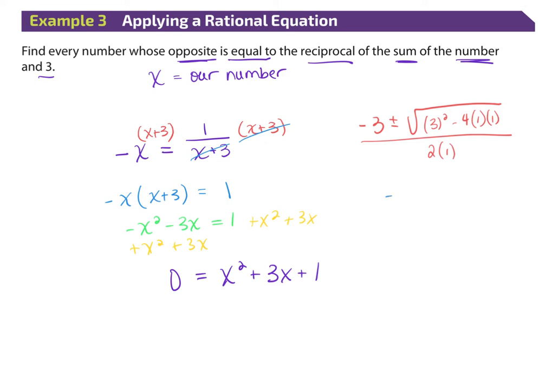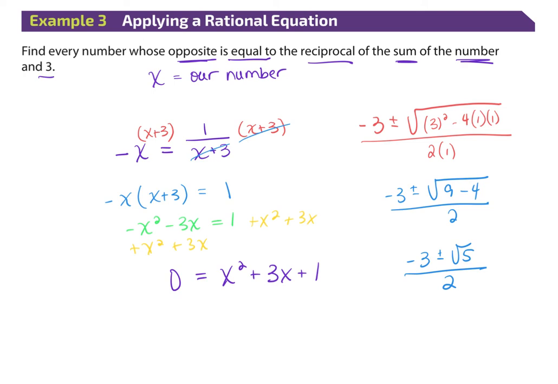Just simplify it. Negative 3 plus or minus the square root of 9 minus 4, all over 2. This is going to be an irrational: negative 3 plus or minus the square root of 5, all over 2. That is my answer. The only exclusion I had was negative 3. That is definitely not negative 3, right? So that is not a problem. If they want decimals, just plug it in. If they want it exact, that's your answer.